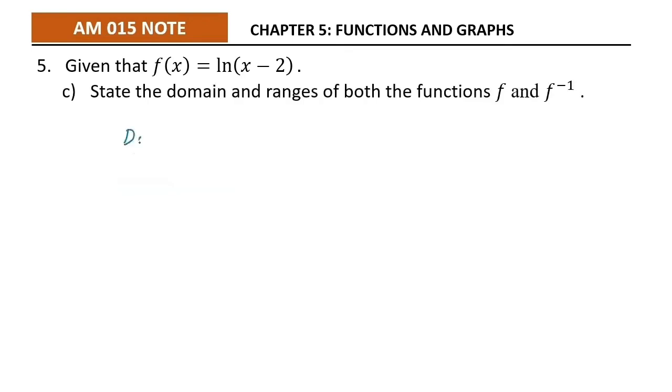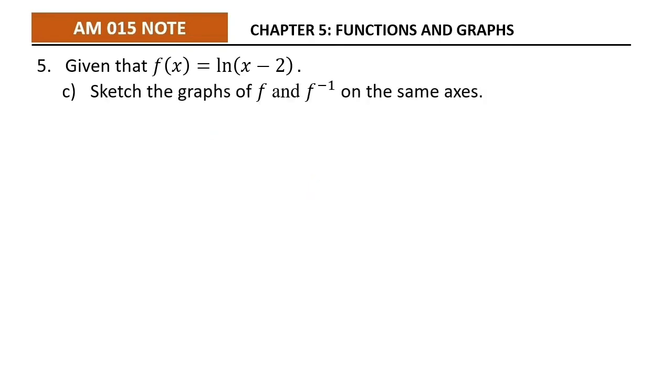Since domain of f equal to range of f inverse, then range of f equal to domain of f inverse. So f(x) equal to ln(x minus 2), domain of f is from the asymptote, x minus 2 equal to 0, so 2 to infinity. And then the range of ln is from negative infinity to infinity.